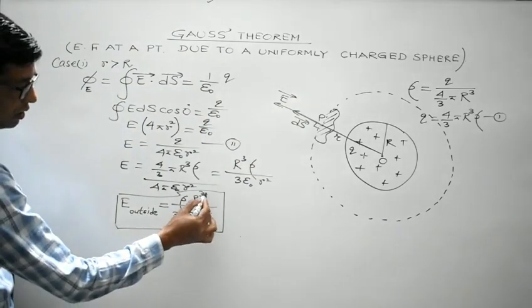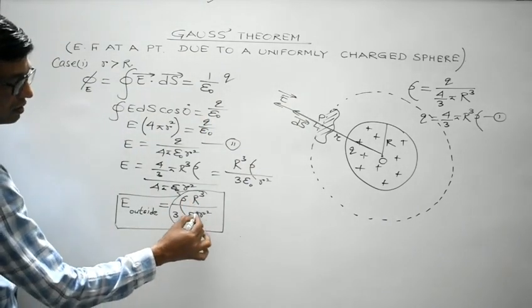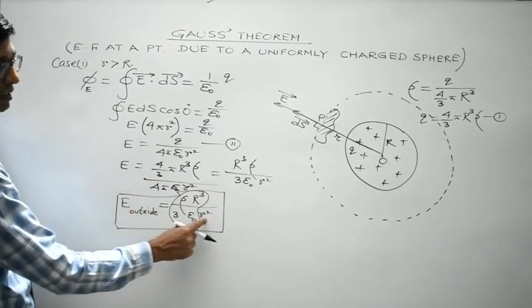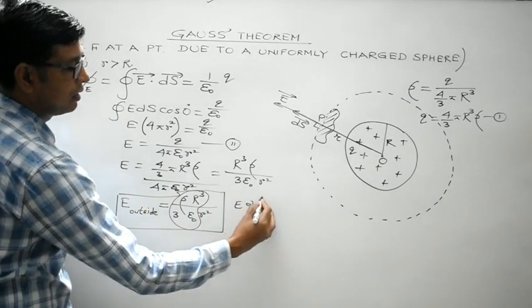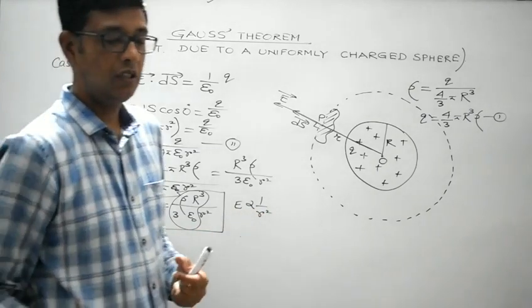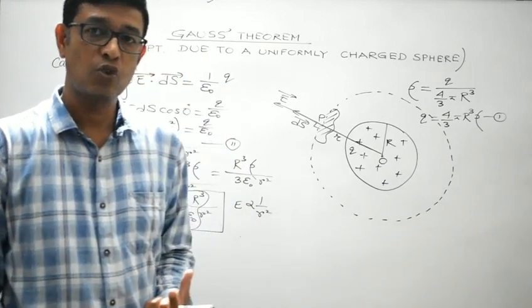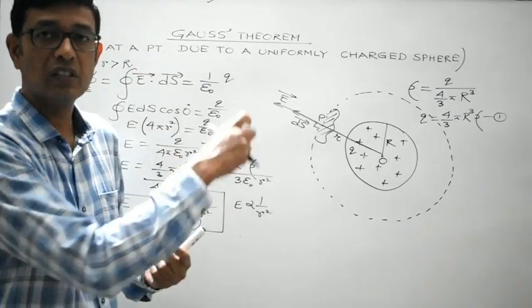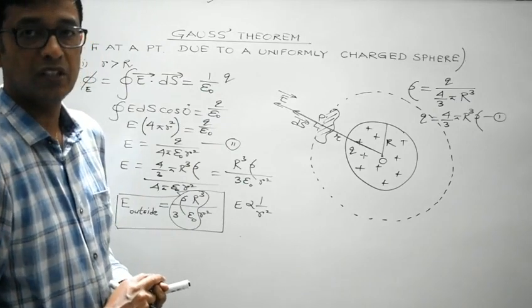Now you can check, this term is constant. So with distance, the electric field varies as 1 by r square. This will be particularly important when we plot the graph showing the variation between the electric field and the distance of the observation point from the center of the uniformly charged sphere.